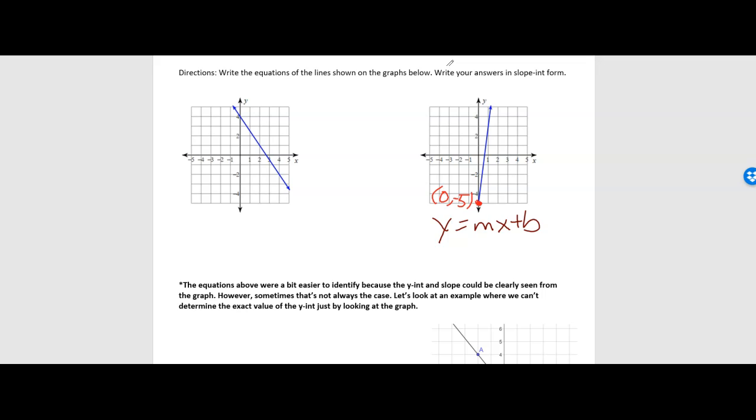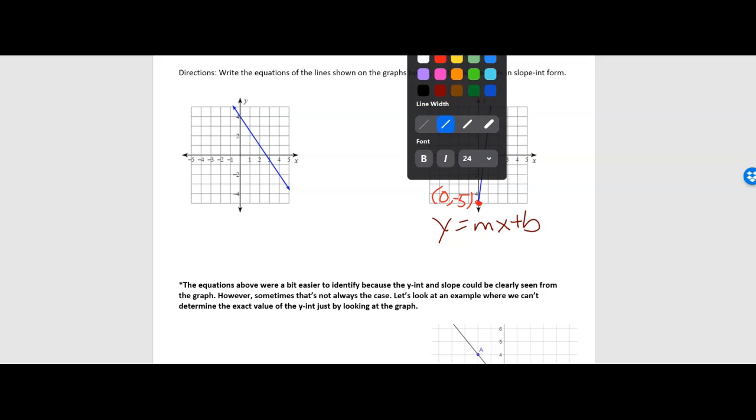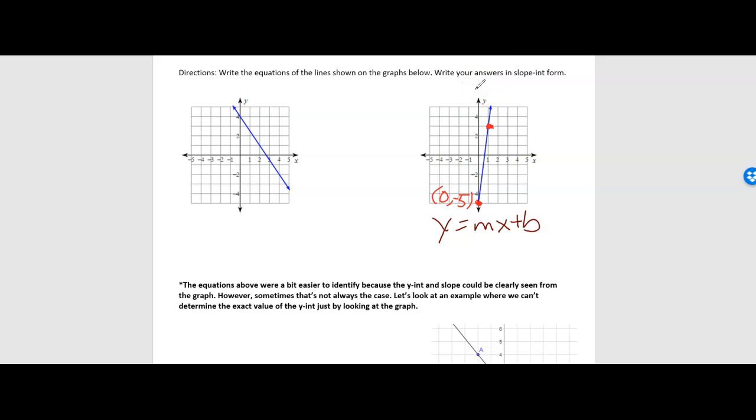Let's find the slope now. So let me find another point on this graph. We can come up here. And let's look at the change in y over change in x. So change in y, well, we are going up 8. So that's +8, and we are going over 1. So my change in y is equal to +8. My change in x is equal to +1 because we're going to the right. That gives me a slope of 8.